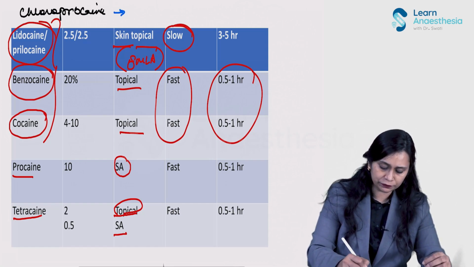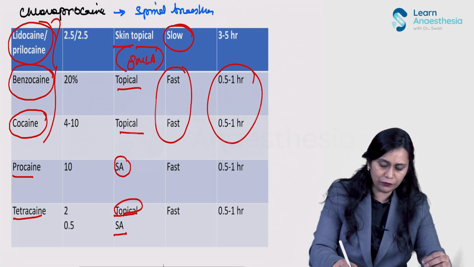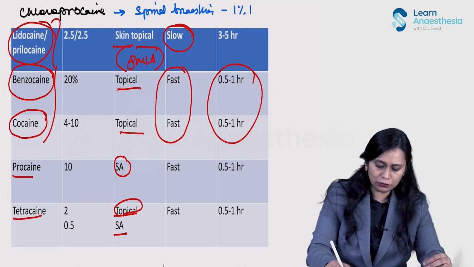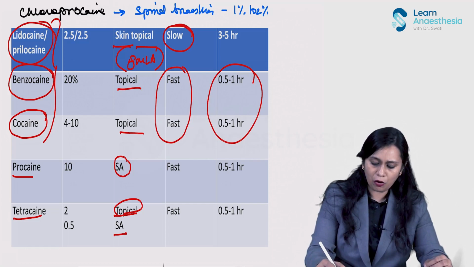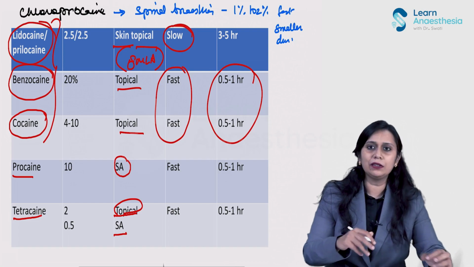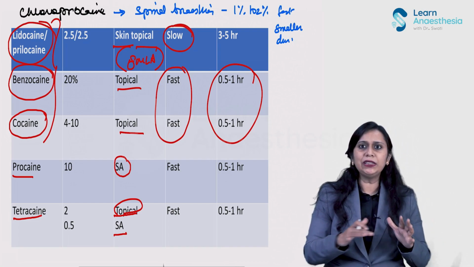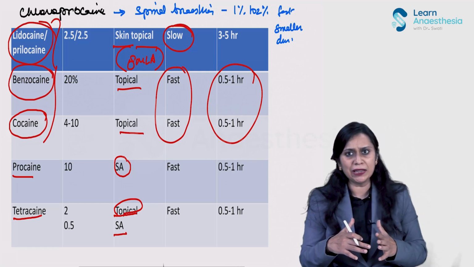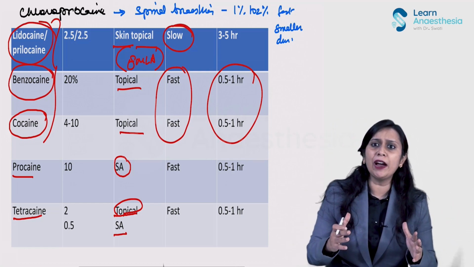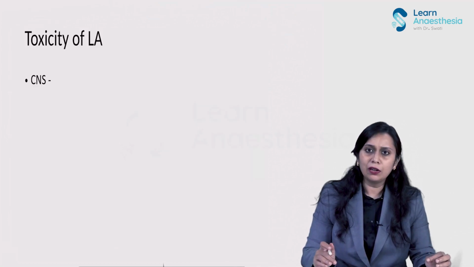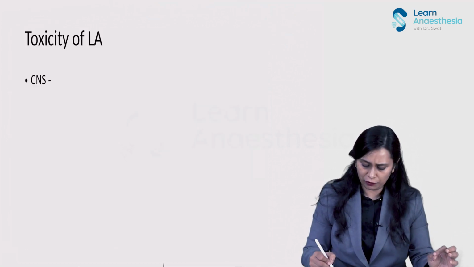So chloroprocaine for spinal anesthesia. We're using it very commonly in 1 to 2% concentration. Onset is fast and duration is less, so smaller duration. Okay, this is chloroprocaine. Understood? So this is about the drug. These drugs are used for regional anesthesia, but we have to be very careful while giving these drugs. So let us talk about the complications of local anesthetics.